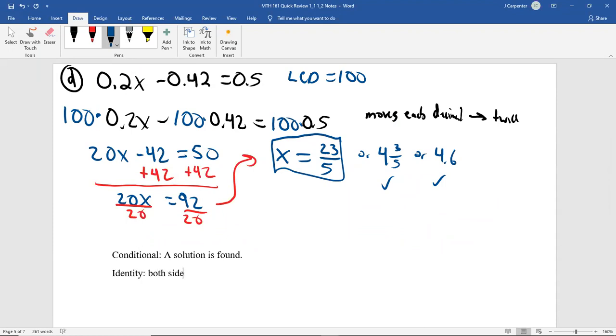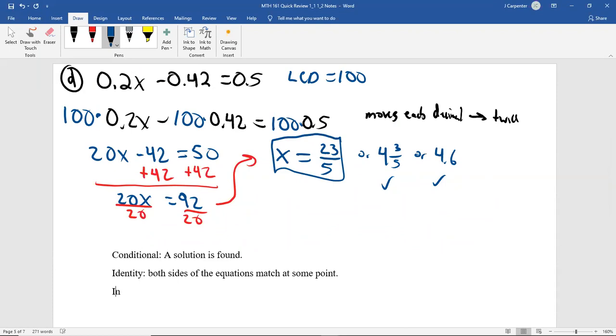An identity means that both sides of the equation match at some point. The left side is exactly the same thing as the right side. You might say, well, isn't that the point of an equation? Yeah, when all the numbers are plugged in, you want them to both be 8s or 12s or negative 40s or whatever, but before you plug them in, they're not going to look the same.